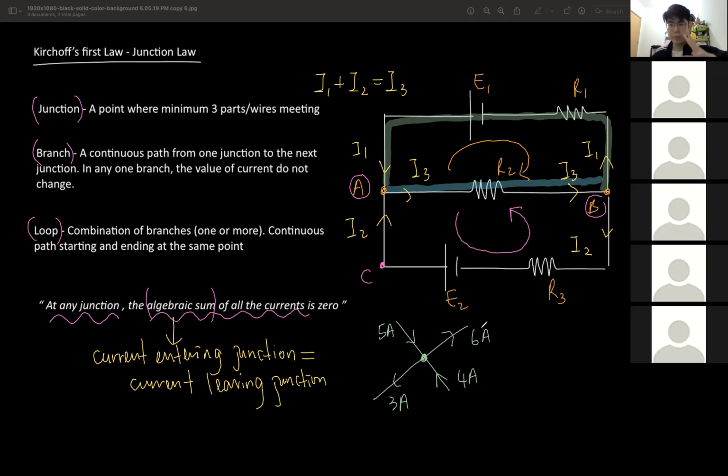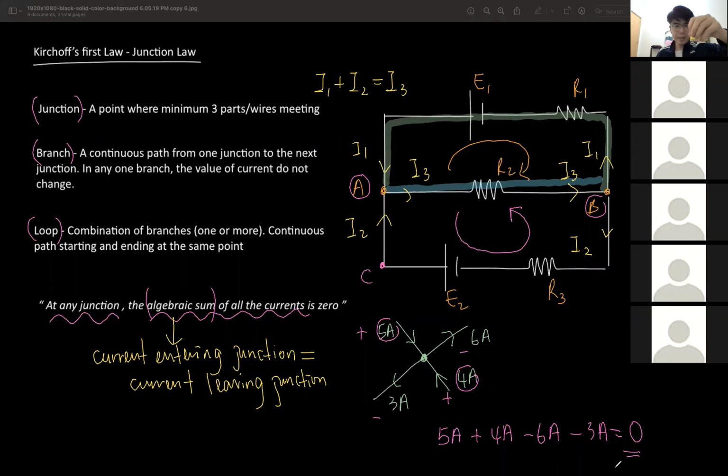Again, we have a junction. Which two currents are entering the junction? 5 ampere and 4 ampere are entering, pointing towards the junction. Sometimes in your book, they put a sign: current approaching the junction gets a positive sign, and current leaving the junction gets a negative sign. So when I take the algebraic sum, 5 ampere plus 4 ampere minus 6 ampere minus 3 ampere equals 0.